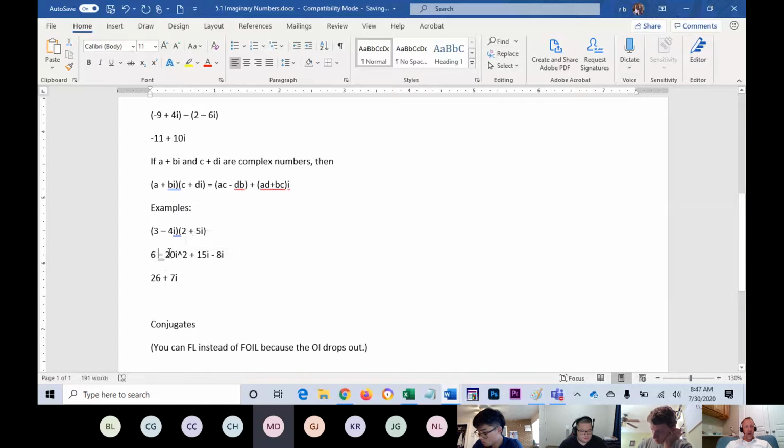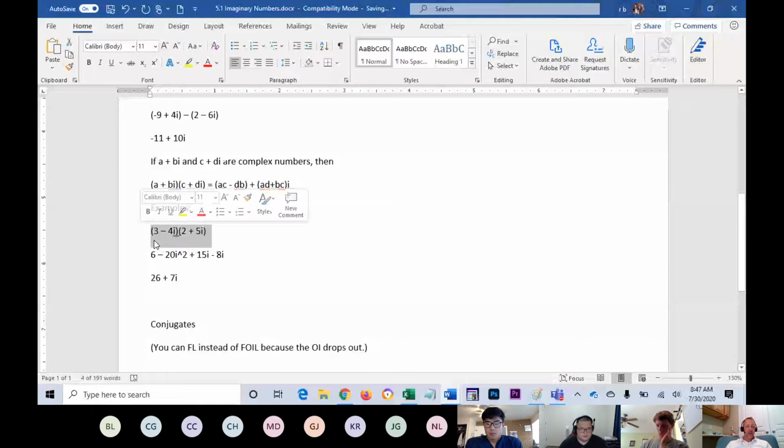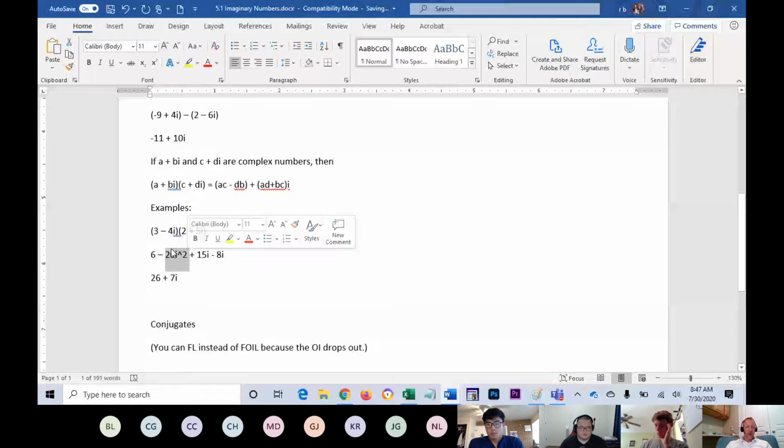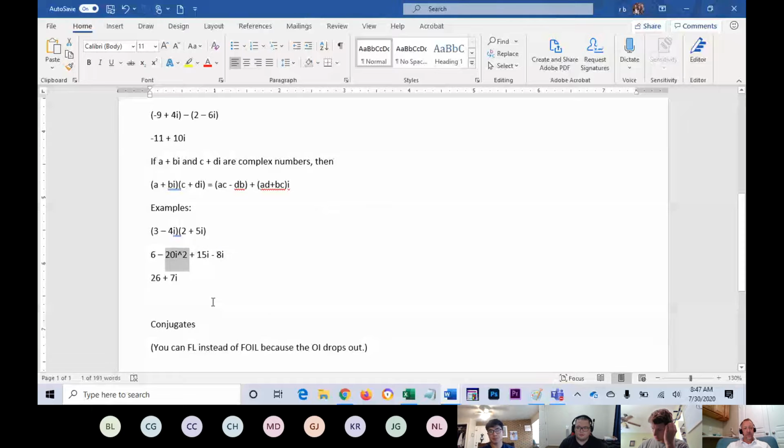Oh, okay, cool. And then ad plus bc. So that's 3 times 2, or ad. 3 times 5 is 15 plus bc. Yeah. So I wouldn't even, I mean, I know this is in the book. Just FOIL it out and remember that i squared is -1. And so then that minus turns into a plus, essentially.